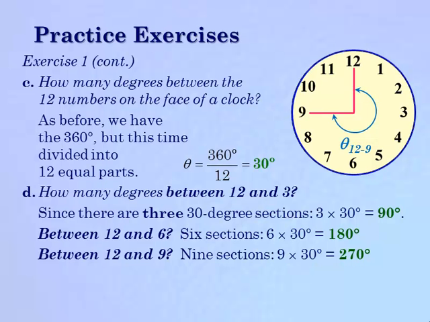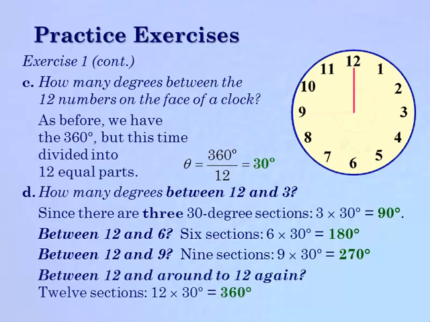So how about between 12 and 9? Well, this one you may not have noticed before, but this is 9 numbers times 30 degrees, which is 270 degrees. Now to go all the way around from one 12 to another, we'll have to go all the way of 360 degrees. So you can do 12 times 30, again, 360.